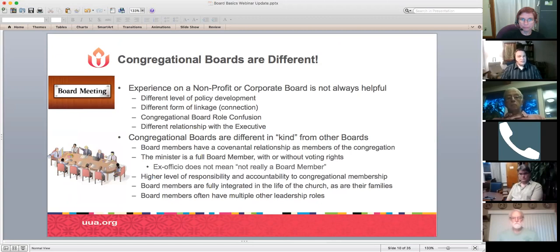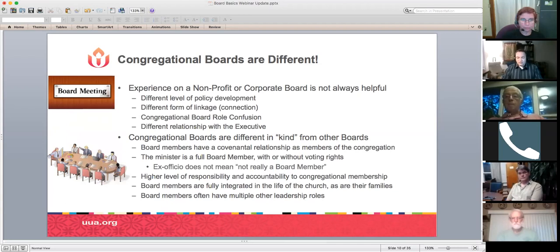In many cases, not all, but in many cases in our congregations, you have a minister who is an ex officio member of the board, a member of the board by right of office, who may also be the executive. So you have a different case where in many other institutions, the executive is not a member of the board. But in the case of our congregations, the executive can be a member of the board, even if they're non-voting. Ex officio does not mean not really a board member. It means a board member by right of office. And in many ways, especially in the case of called ministers, they are the long-term, indefinite tenure board member.